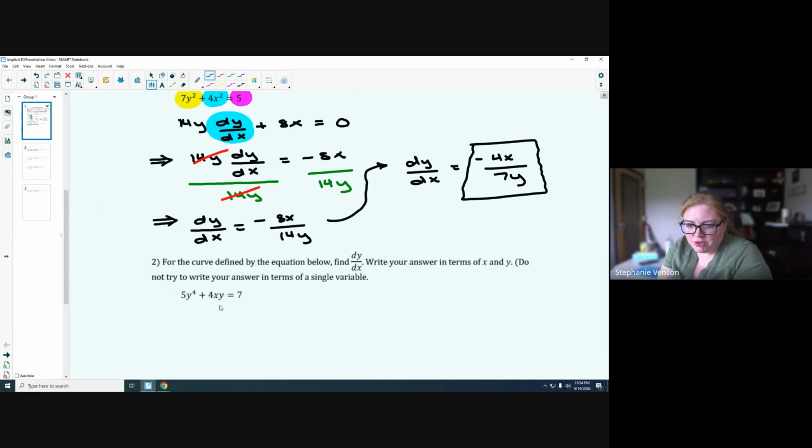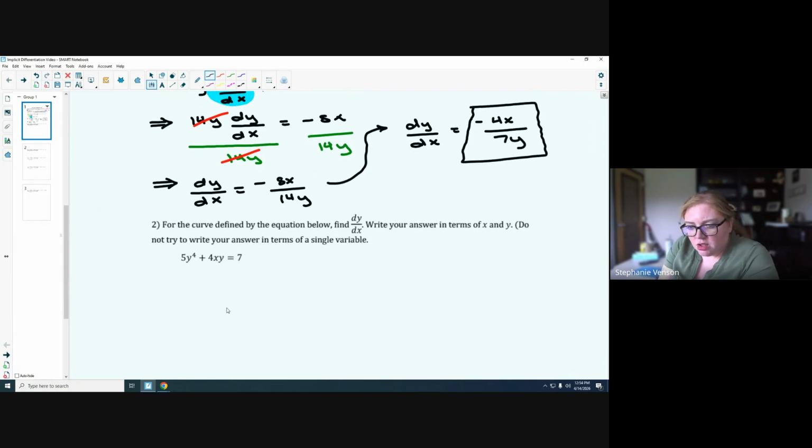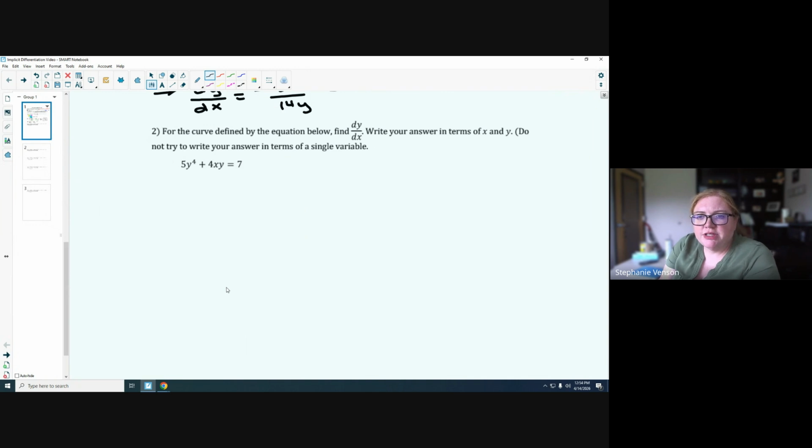So let's look at the next one. This one looks a little more complicated because we have something with an x in it and with a y in it. Okay, so still 3 terms though. Let me get that highlighter ready. There we go. Okay, there's that first term, that second term, and then the third term.